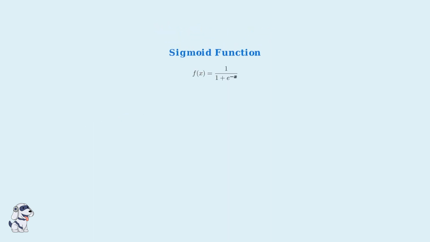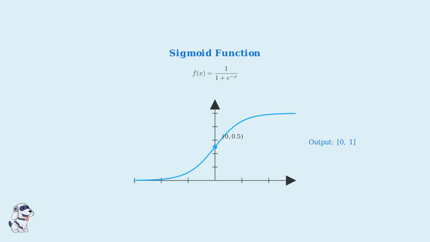The sigmoid function is one of the most classic activation functions. Its mathematical formula is f of x equals 1 divided by 1 plus e to the negative x. This function has several important properties. The sigmoid function always outputs values between 0 and 1, making it useful for binary classification problems. However, it has some drawbacks, including the vanishing gradient problem during training.